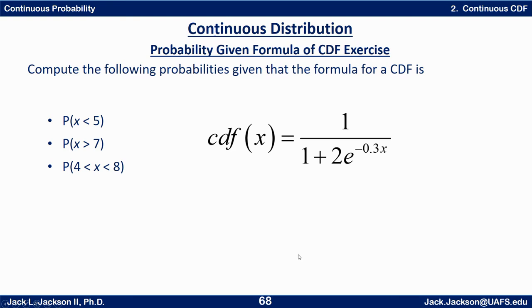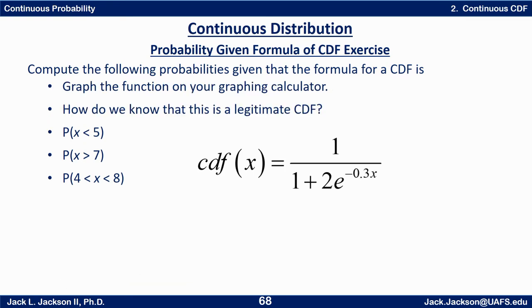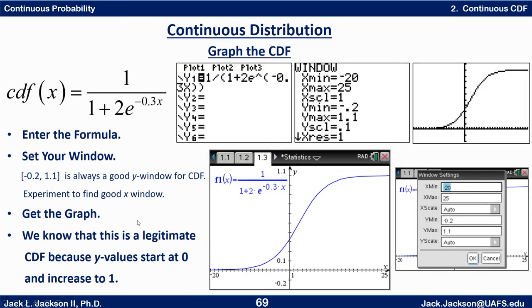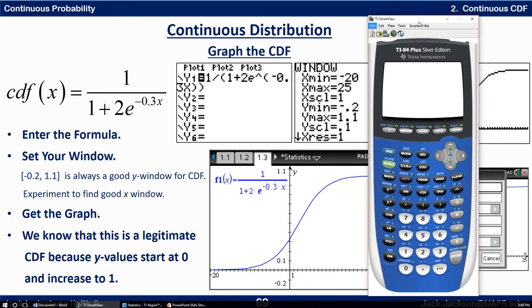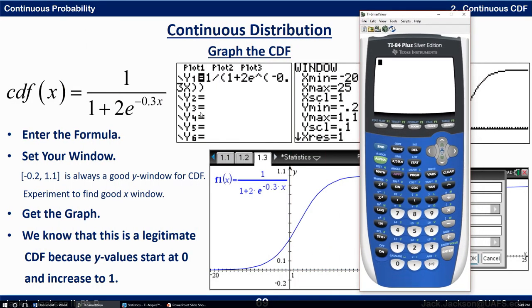So let's start with this example right here and see if we can get a graph. How do we know it's a legitimate CDF, and how do we get a graph? Let's do that first, then we'll see if we can answer these probability questions after that. Well, it's a formula, and we know how to graph formulas. So on a TI-84, let me bring up a TI-84 emulator here and show you how we would do this. First of all, we type in the formula.